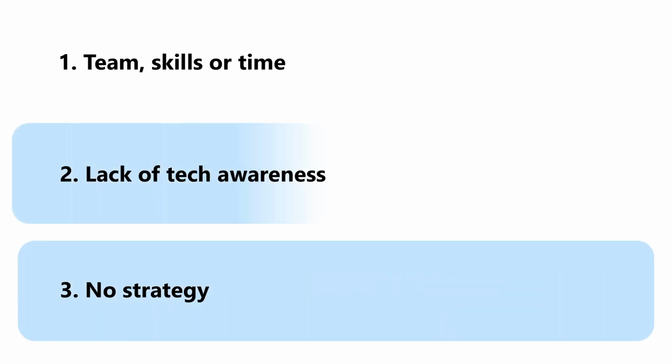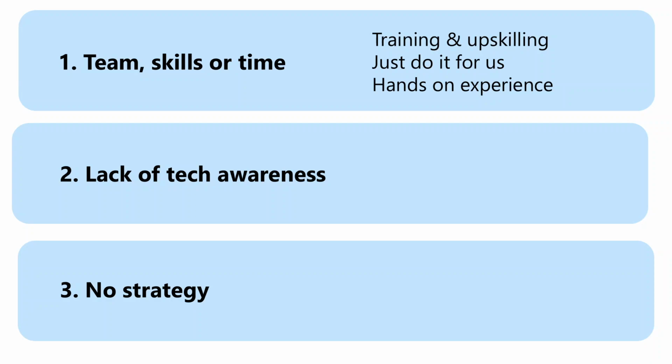Just to unpack those a little bit further, no team skills or time. You might have things in your list that are training. We need more training. We need more skills. We need people to just do it for us. Or your team needs hands-on experience before they can actually get things going. Now, obviously, this community is focused around that. So the Fab Academy and all of the work that we put in, it's around this particular part here. We can do work for you, we can do work with you, we can train you and mentor you, and that's really what this community is about. There's other things around lack of tech awareness.